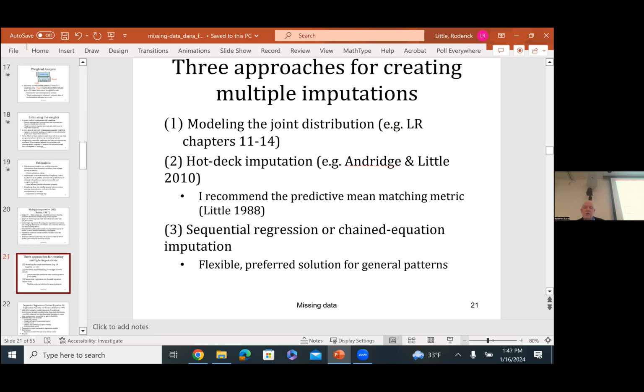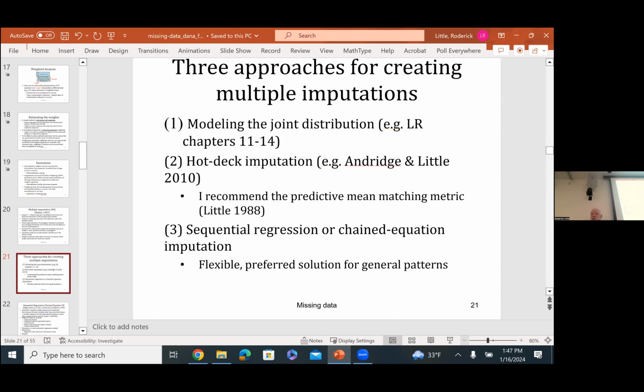And there are a variety of approaches for creating multiple imputations, and I've described three main approaches here. There's generating a model for the joint distribution, and then typically you'll do a Bayesian analysis for that joint model, and then create multiple imputations as predictions from that model.